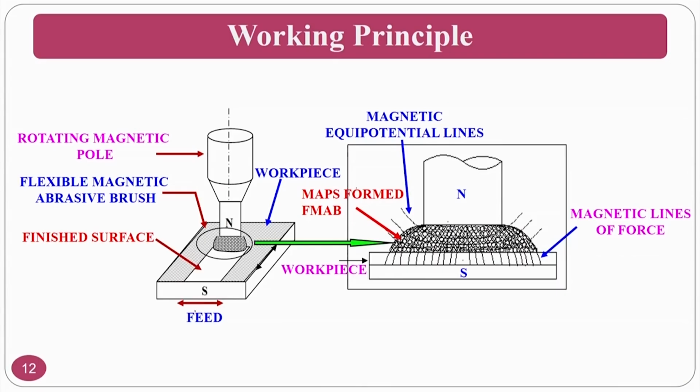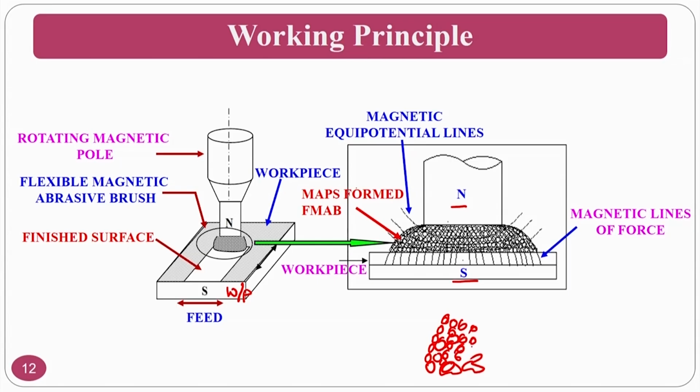The feed is given to the workpiece, this is the workpiece, and the tool is there, rotating magnetic poles, and you have a flexible magnetic brush. You can see the north pole is there, south pole is there, wherein your workpiece is there, and you will form magnetic lines of field. That is not the thing, but you form the chain. So these chains are formed and abrasive particles are entrapped.